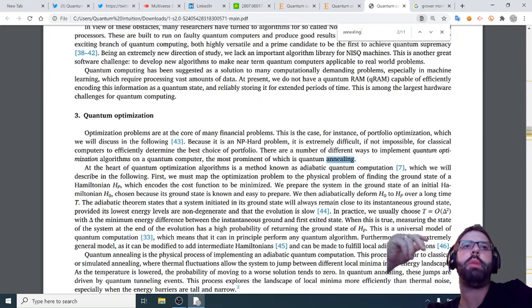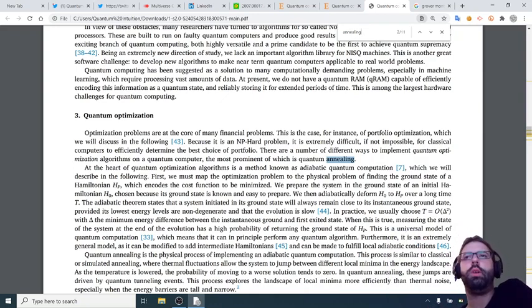The adiabatic theorem states that a system initiated in its ground state will always remain close to its instantaneous ground state, provided its lowest energy levels are non-degenerate and that the evolution is slow. Like, it's awesome because they actually explain the whole core of the thing here just in a sentence, and that's not even explained so easily and clearly in the D-Wave webpage.